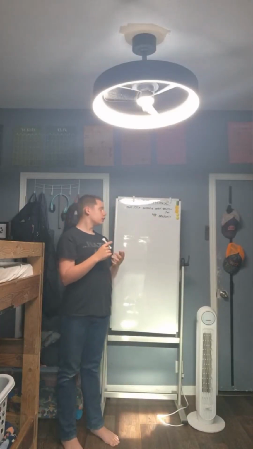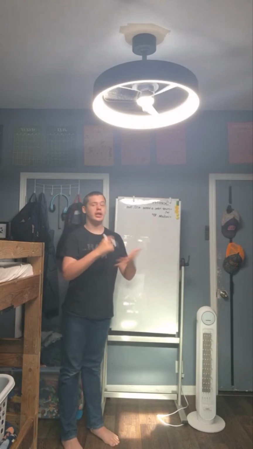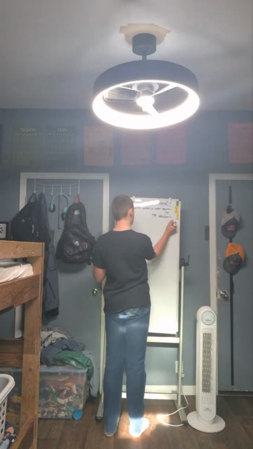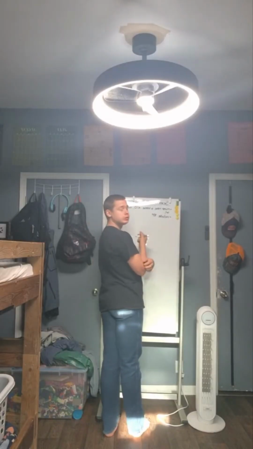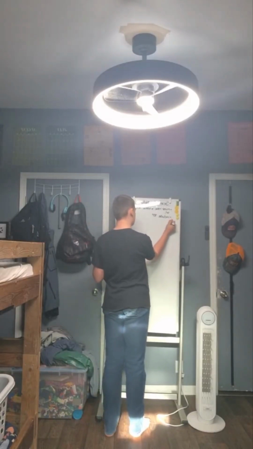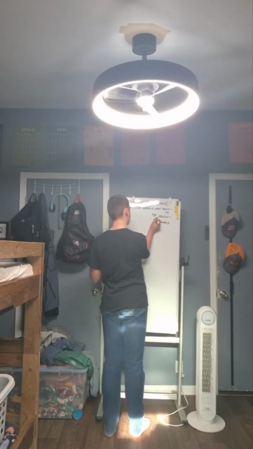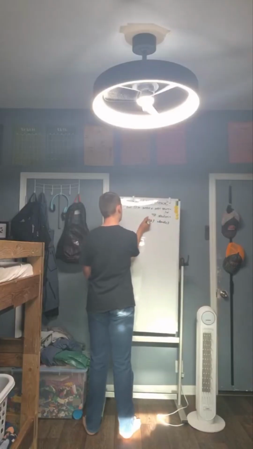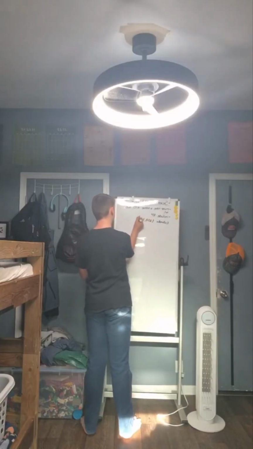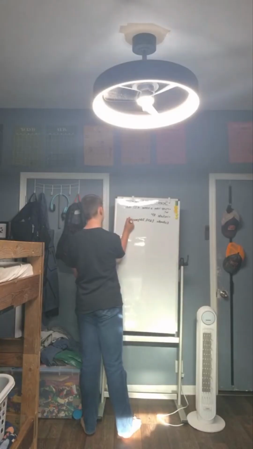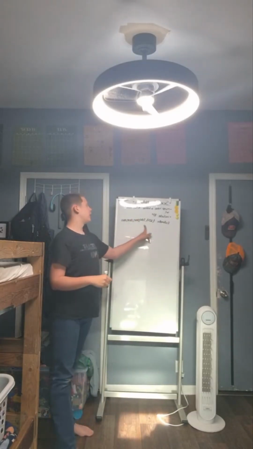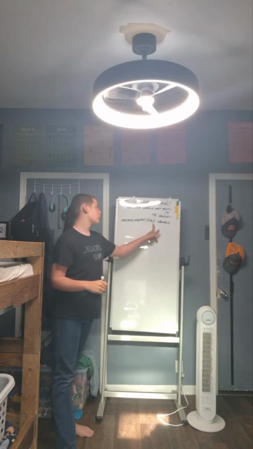Okay, so let's do an example of scientific notation. So first, estimate 1,653,200,000. That number in scientific notation.